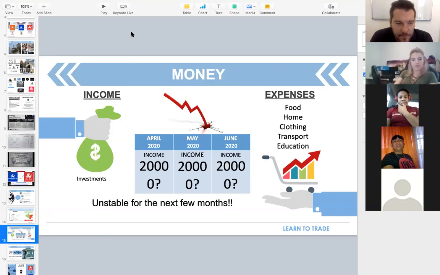And I want to use that income to obviously spend on some stuff that I want. Now, every single person out there that does earn an income has to pay bills, and we call that expenses. Now, the 5 top categories of expenses are food, housing, clothing, transport, and education.